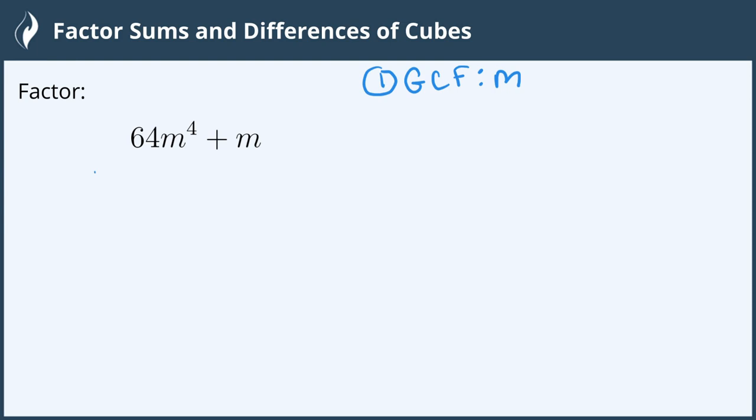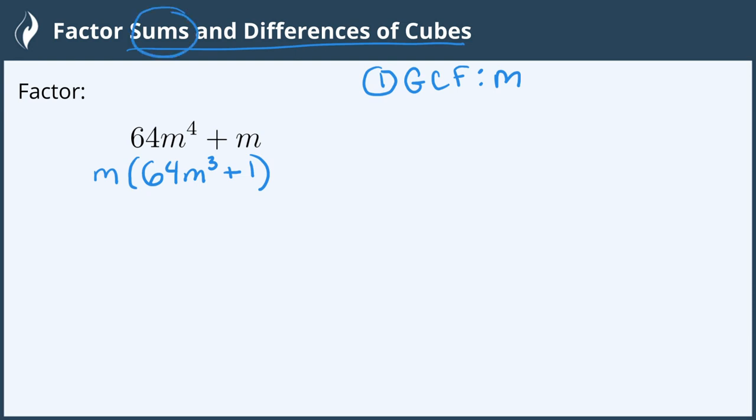So if we pull the m out in front, factoring it out or dividing it out of both terms, we factor one of the m's out of the first one, so we're left with 64m cubed plus m divided by m is 1. Now we need to see if it falls in the form of a sum or difference of cubes. We have an addition sign, so it's a sum.